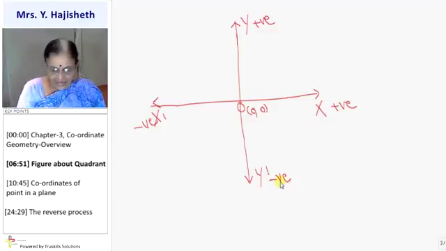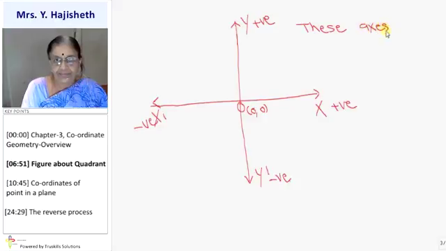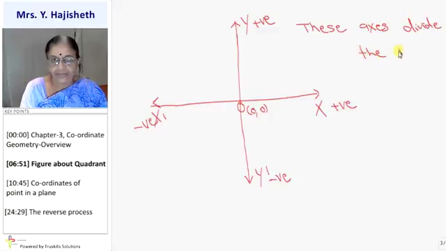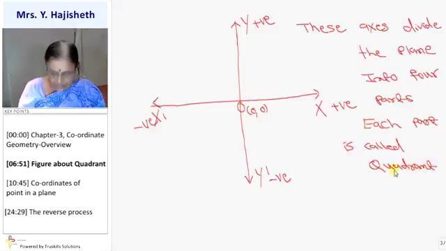these axes divide the plane into four parts. How many? These axes divide the plane. This is a plane where we have drawn these two mutually perpendicular lines. So the axes divide the plane into four parts. Each part is called quadrant. So altogether the plane is divided into 6 parts: first quadrant, second quadrant, third quadrant, fourth quadrant, x-axis and y-axis.